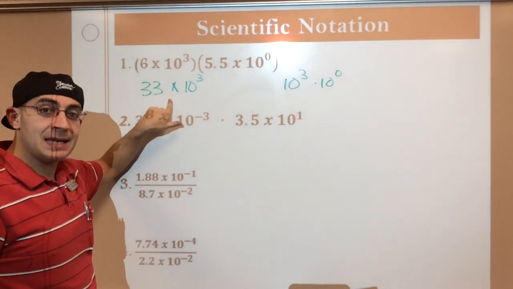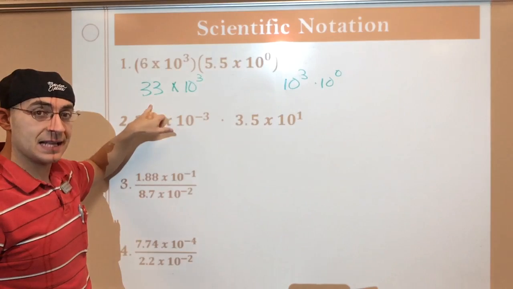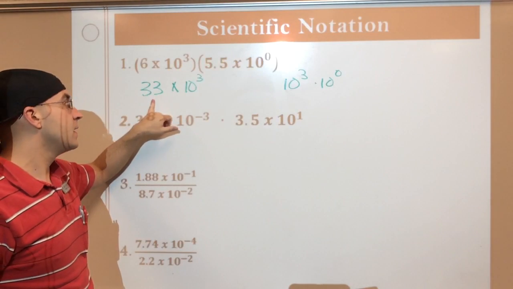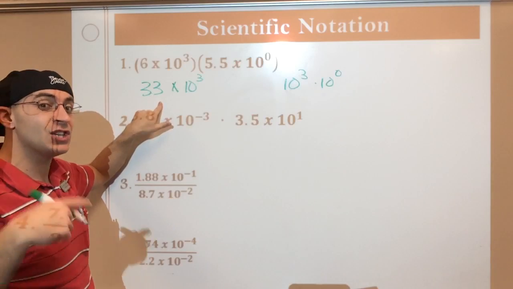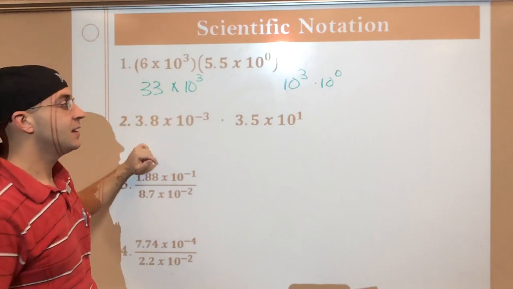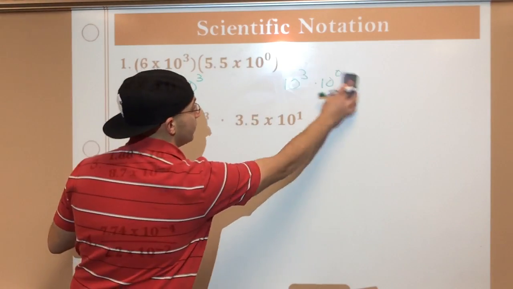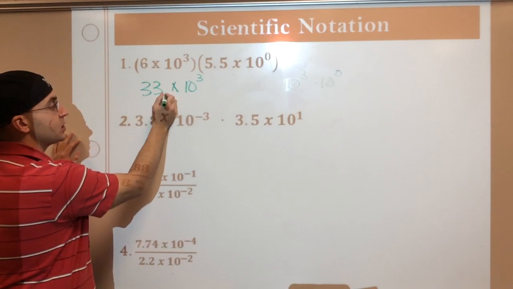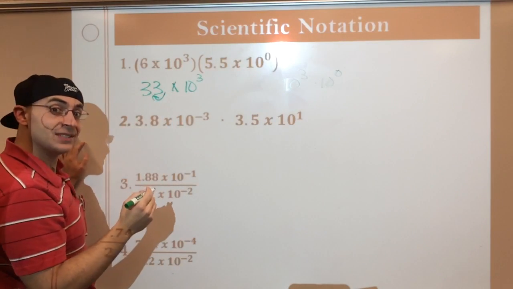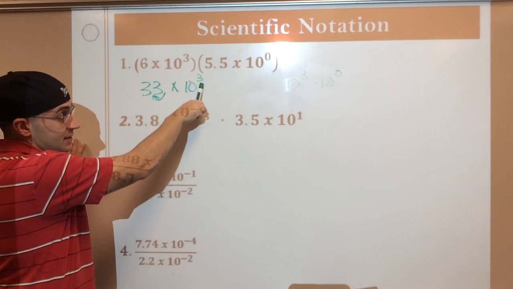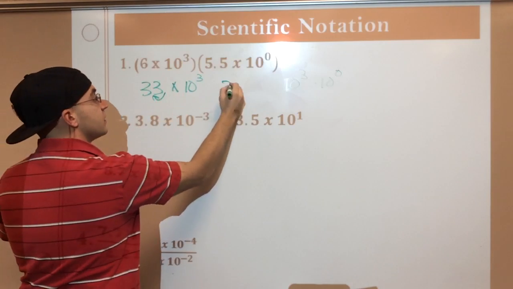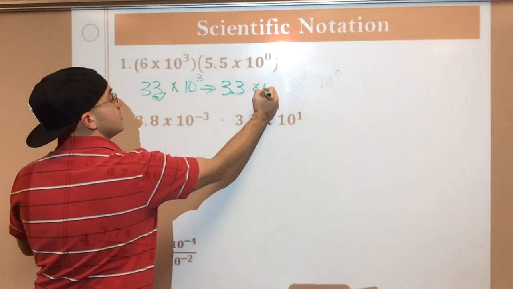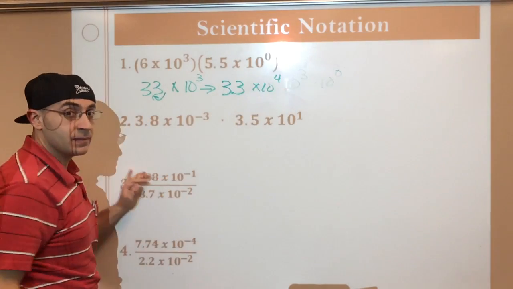Now, I can't keep that in scientific notation because that's not a number between 1 and 10. Remember, it's got to be between 1 and 10. So because it's not, we need to change this. I'm going to move the imaginary decimal place over one more time to the left. Because of that, this number is going to increase by 1. So now I've got 3.3 times 10 to the fourth. That's going to be my answer.